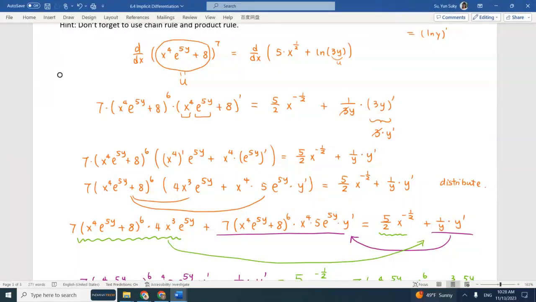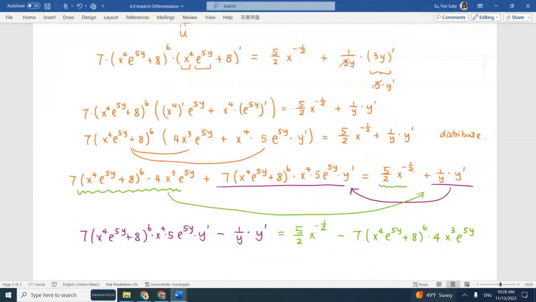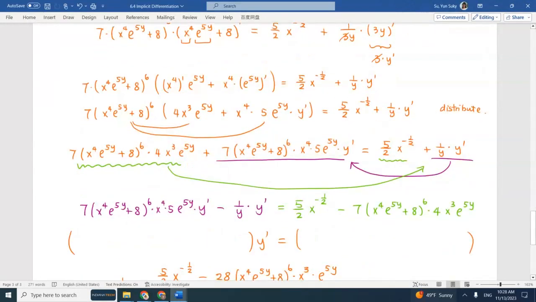So that's why I use two different colors. I use purple color for the terms with y prime. You want to move to the left. So you have this term, stay on the left-hand side. And then this term, move to the left, so you both sides subtract that. Yeah? And then this term without y prime, move to the right.